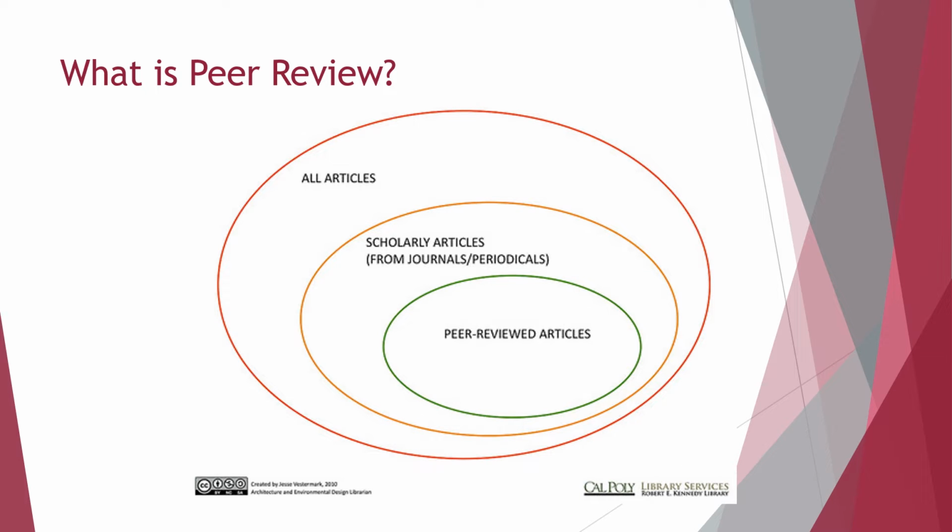Now, not all scholarly journals use peer review. So as you can see from this infographic, all peer-reviewed articles are scholarly, but not all scholarly articles are peer-reviewed. Peer review originated in the hard sciences, like chemistry and medicine, and it started a long way back. It was developed centuries ago in the 1600s and 1700s, but now most other academic disciplines use peer review as well.